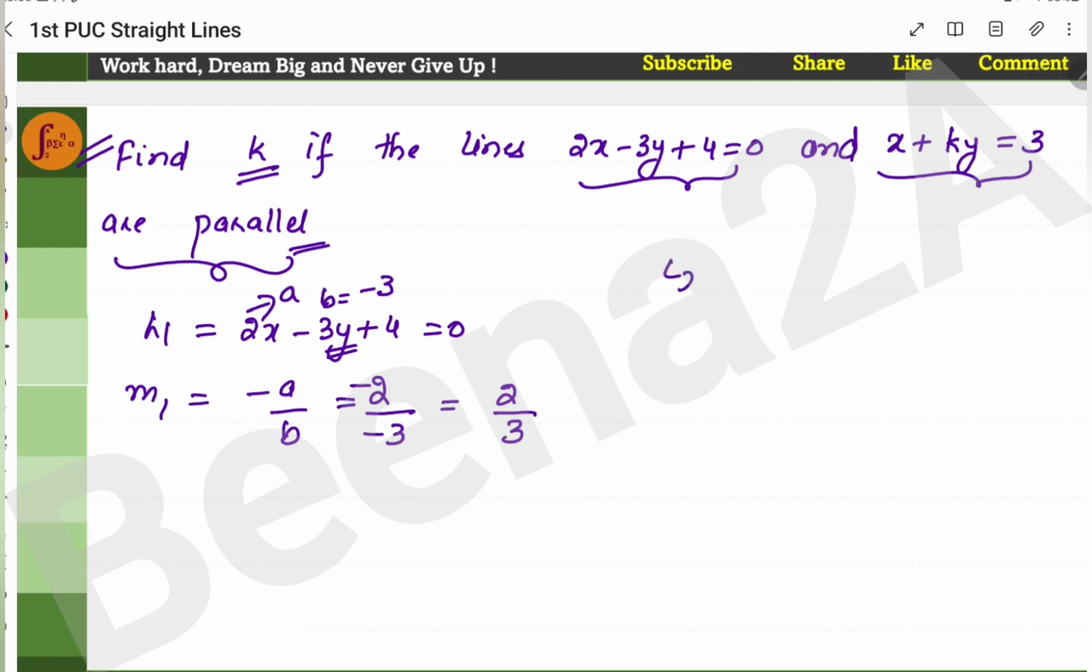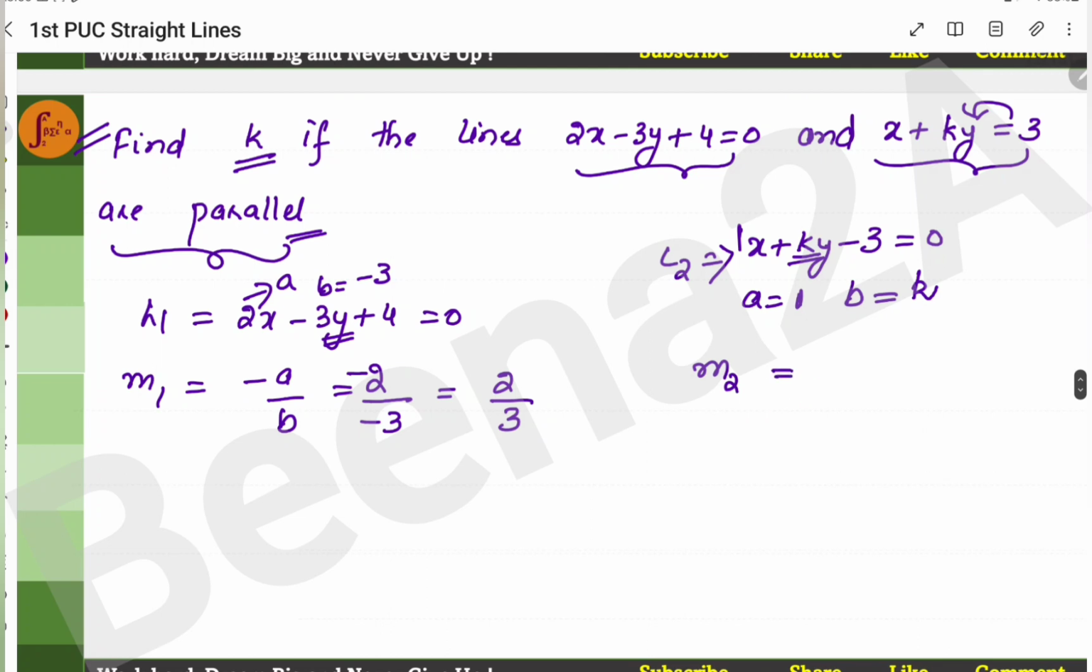Now we'll find L2. What is L2? x plus ky is equal to 3. I'll shift 3 here. It will become minus 3 is equal to 0. Now what is a here? The number next to x, there's nothing, so you assume 1. And b is equal to k here, the number next to y. So M2 is equal to minus a by b, which is nothing but minus 1 by k.